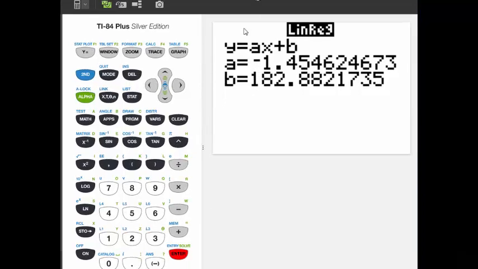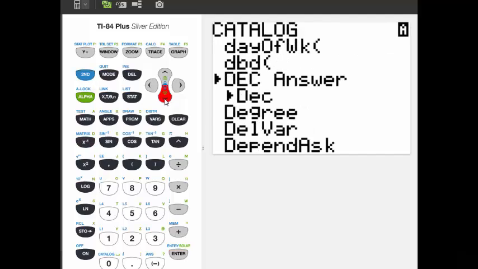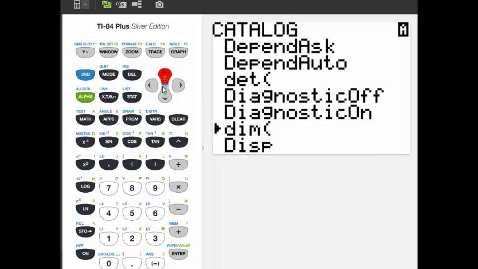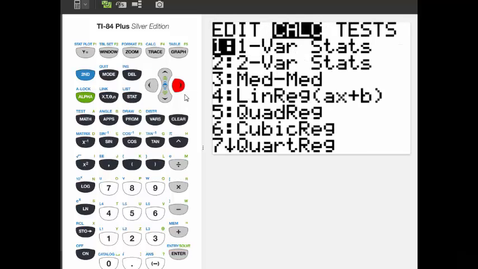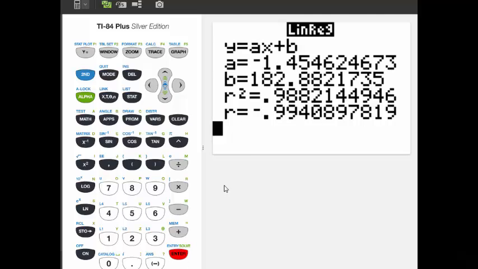So if you missed this in a previous video, well, here's what you have to do. Second, catalog, and then go down to the D's, okay? Arrow down to where it says diagnostic on. Diagnostic on, and you run that. Now, if I go back and do stat, calc, lin reg, option 4 there, and do all this same stuff, I should get all the output that I'm looking for.